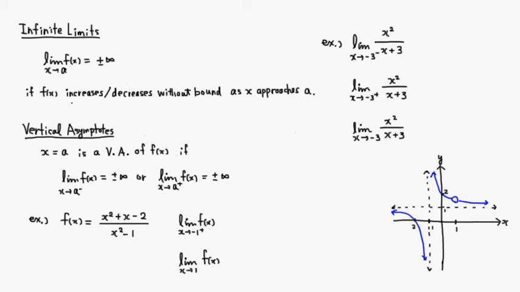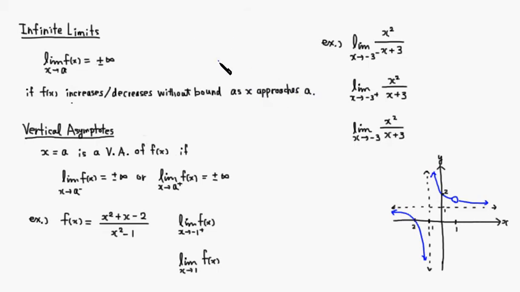Okay, let's look at infinite limits and vertical asymptotes. Alright, infinite limits. Here's the definition. The limit of f of x as x approaches a is equal to positive infinity or negative infinity. If it's positive infinity, f of x increases without bound. If it's negative infinity, f of x decreases without bound as x approaches a.